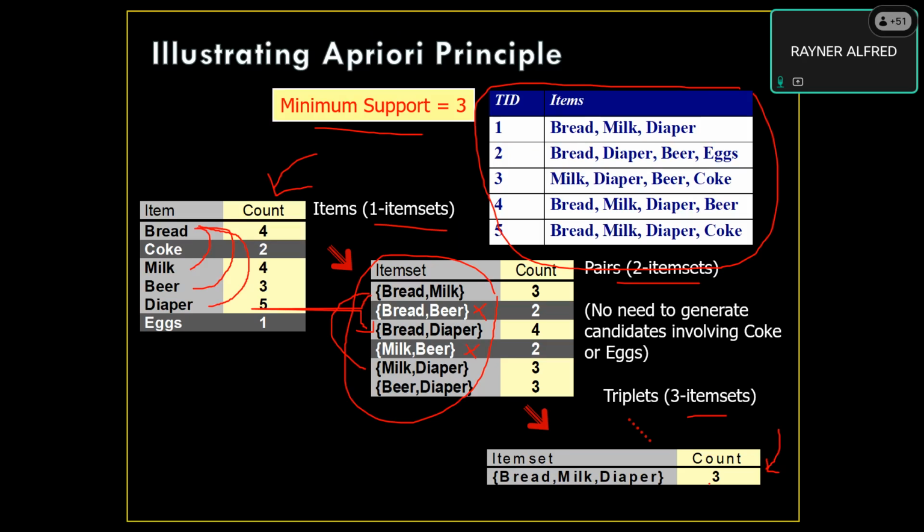Okay, so this is the first part, which is identifying the frequent item sets for K item set, starting with 1, 2, and 3. So once we have this frequent item set, then we can generate the rules. So for this one, we have 2 to the power of 3 number of rules that we can generate.